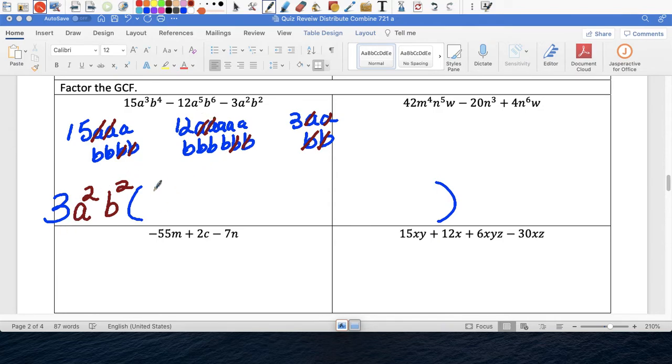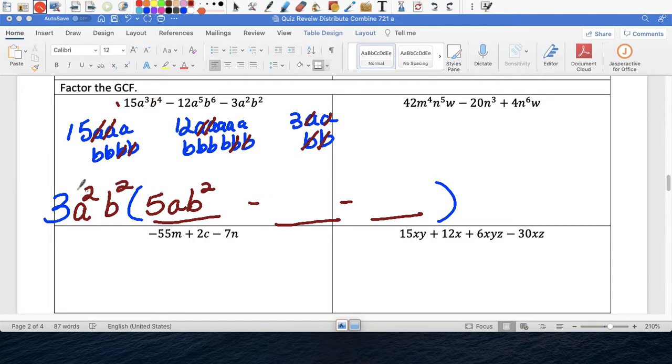So we need the first term, right? We need to know 3a squared b squared times what gives you this? Well, 3 times what is 15? It's 5. Well, of the a's that we cross, how many a's are left over? 1a. And how many b's are left over? B to the second power. So just stop for a second and double check. 3 times 5 is 15. Check. A squared times a is a to the third power. And b squared times b squared, b to the fourth.